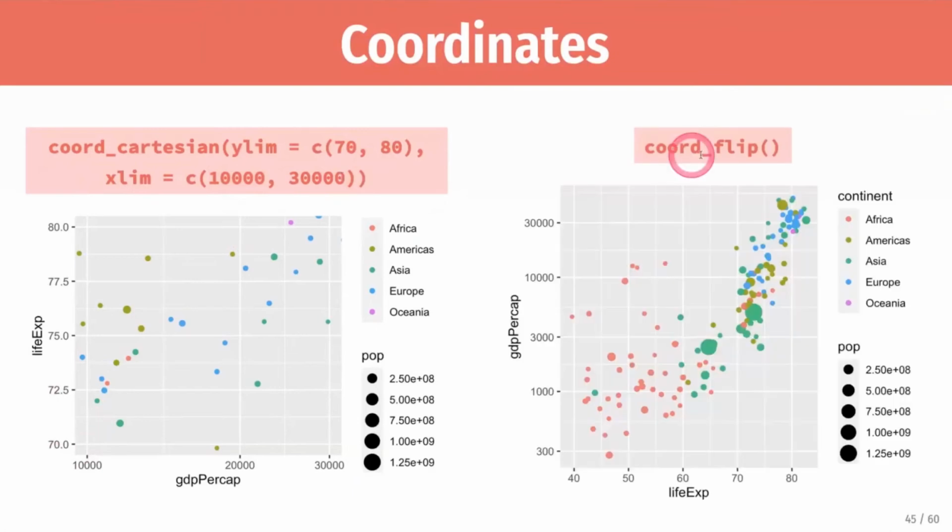You can also do coord_flip, and that will switch the y-axis and the x-axis. You could also just switch the y-axis and x-axis in the aesthetics, but you can also just flip it. That's fine too.